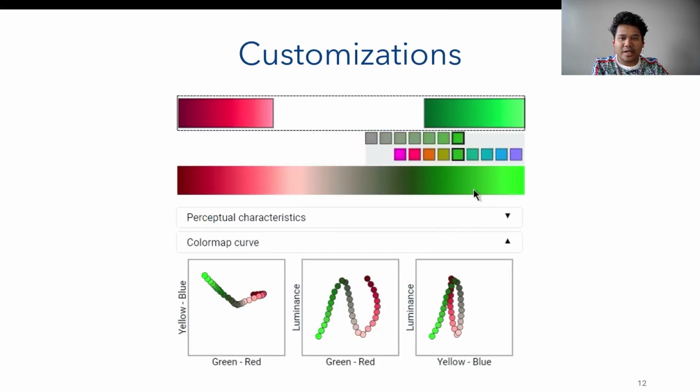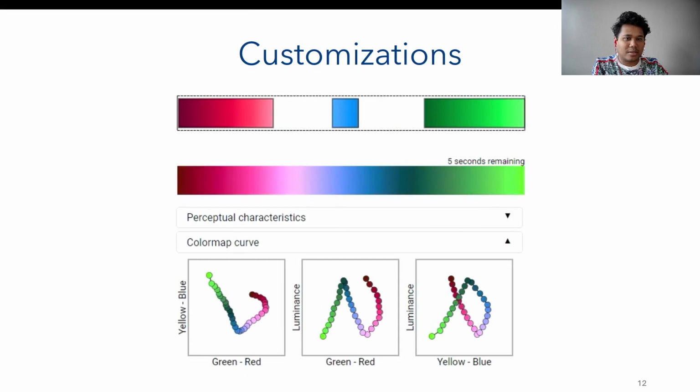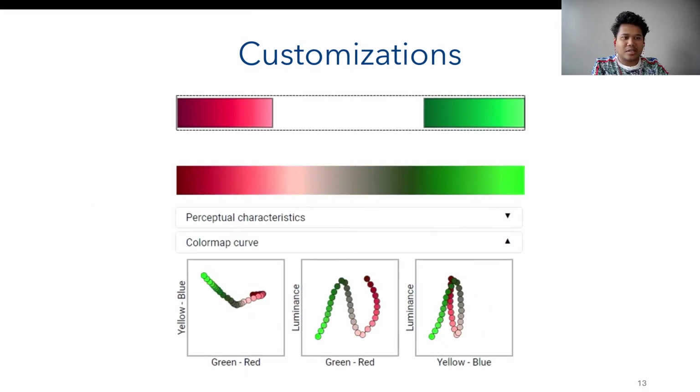Once the color map is generated, users can quickly make changes by selecting the suggested colors. A similar result can also be achieved by adjusting the color curves, which provides more control to the user.